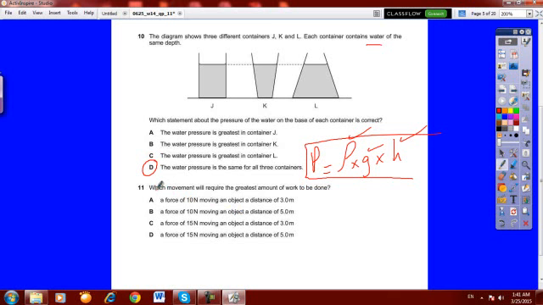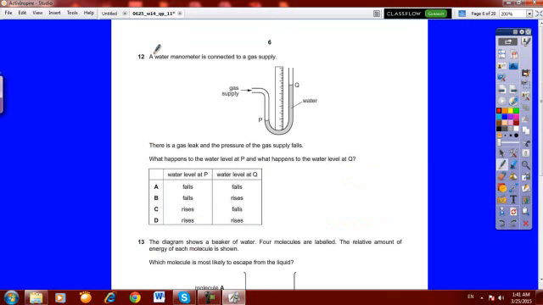11. Which movement will require the greatest amount of work to be done? We know that work is equal to force multiplied by distance, so the greatest amount of work means the greatest force and the greatest distance. So the answer should be between these two, with a bigger force and the bigger distance, which is D.